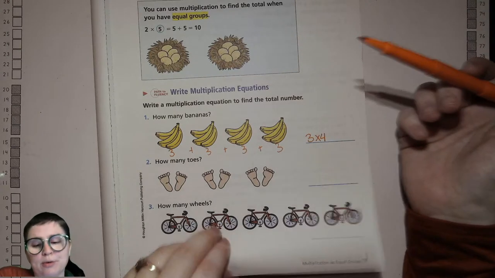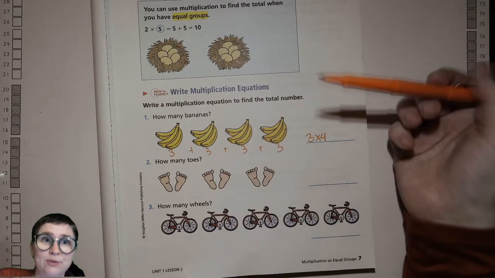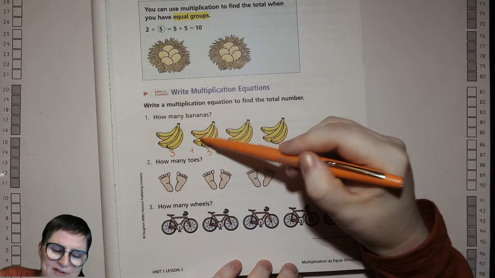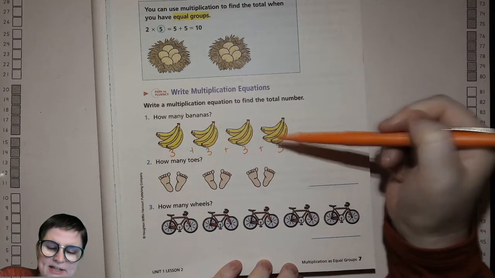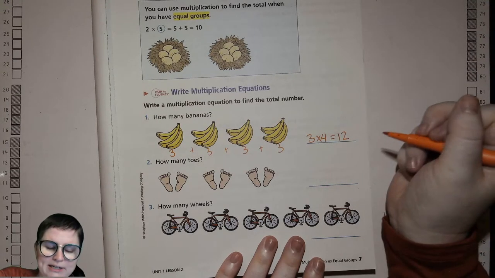When you're doing a word problem on your own, it's super helpful to draw the picture, so then you can just count those items. 1, 2, 3, 4, 5, 6, 7, 8, 9, 10, 11, 12. 3 times 4 equals 12 bananas.